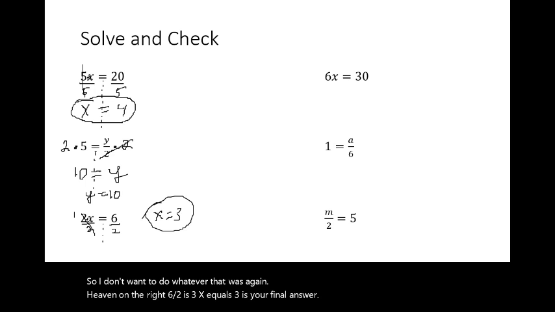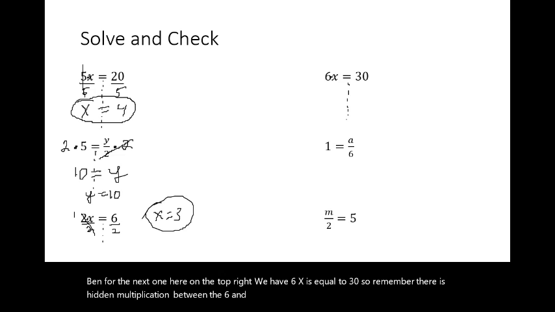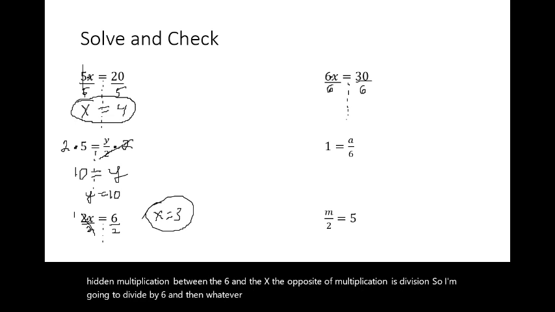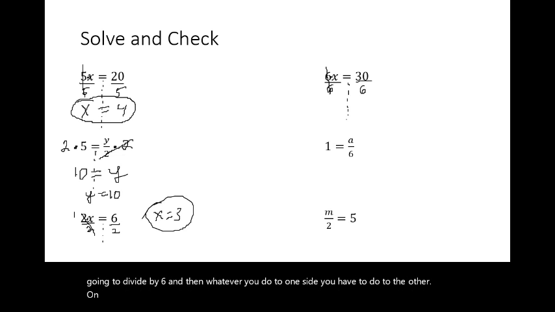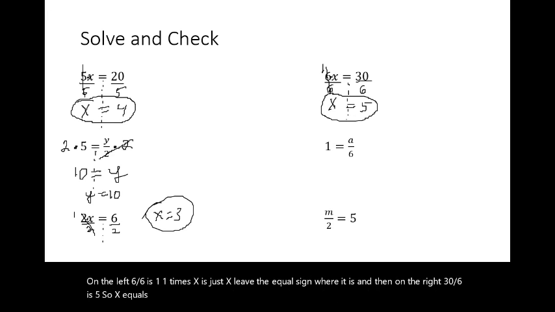Then for the next one here on the top right, we have 6x is equal to 30. So remember, there is hidden multiplication between the 6 and the x. The opposite of multiplication is division. So I'm going to divide by 6, and then whatever you do to one side, you have to do to the other. On the left, 6 divided by 6 is 1. 1 times x is just x. Leave the equal sign where it is, and then on the right, 30 divided by 6 is 5. So x equals 5 is your final answer.